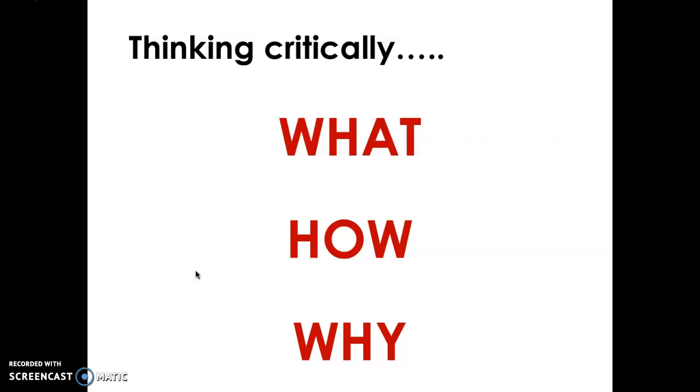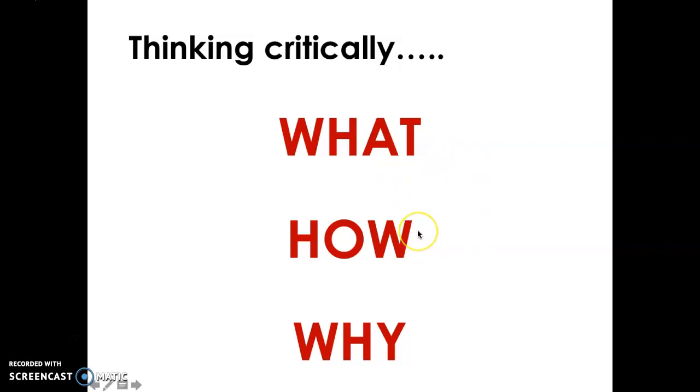But first of all, I just wanted to make a note about what we need to consider when we are thinking critically about these poems, when we're thinking about any text in general, really. But this is a process that we will use when looking at each of the poems. We will be considering what the poet does. What is the poet saying? What are they doing within their poem? What message are they trying to convey?